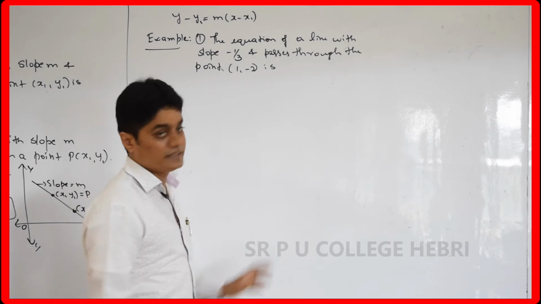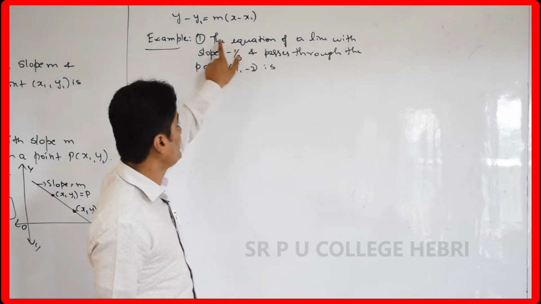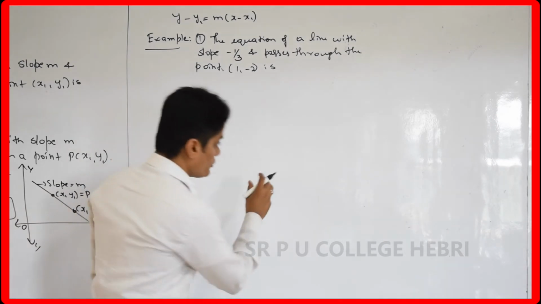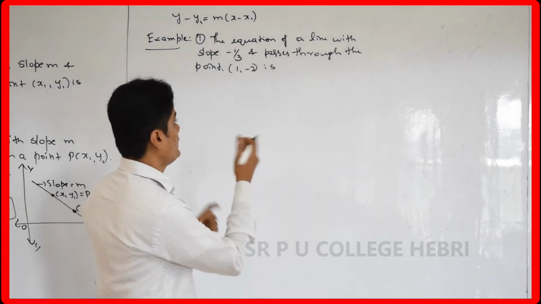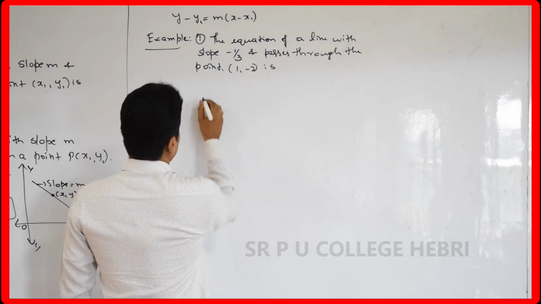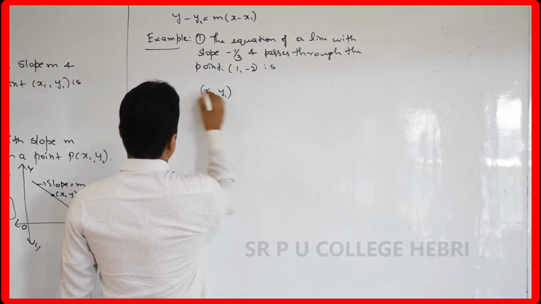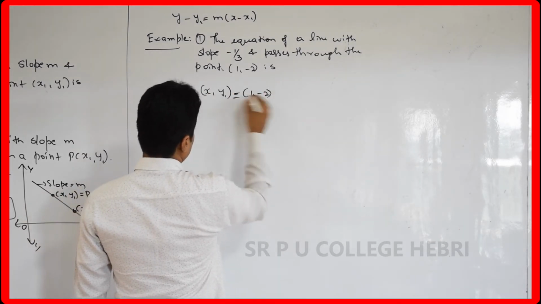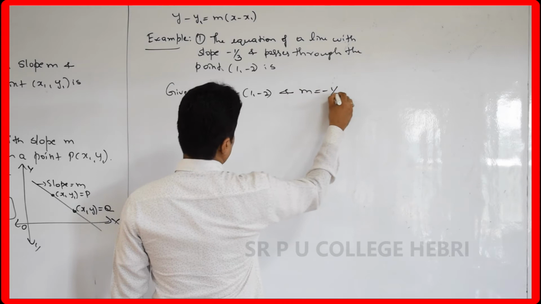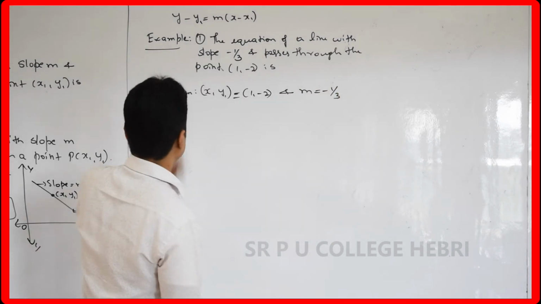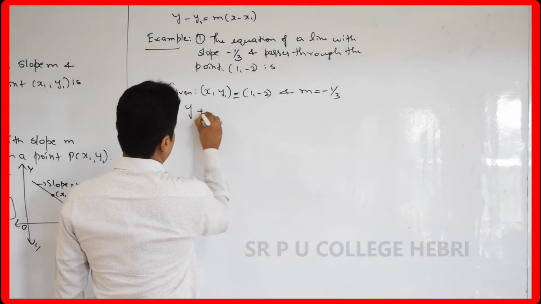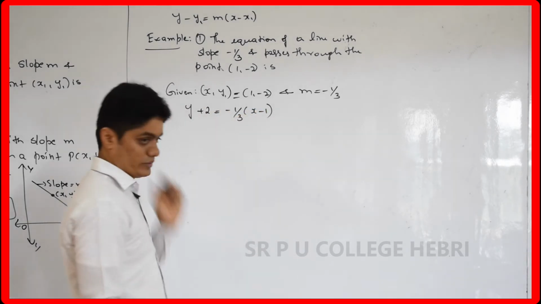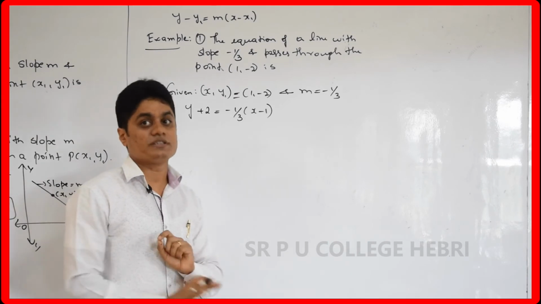In the exam, how will the question be asked? Find the equation. Here I wrote the equation of line, so it must end with is. To write the answer we have to do some work, that is substitution and simplification. Remember that. So what is given? x1 y1 is given. So given is x1 y1 1 comma minus 2 and slope m is equal to minus 1 by 3. Substitute in the above equation, you will get y minus y1 equal to minus 1 by 3 into x minus x1.